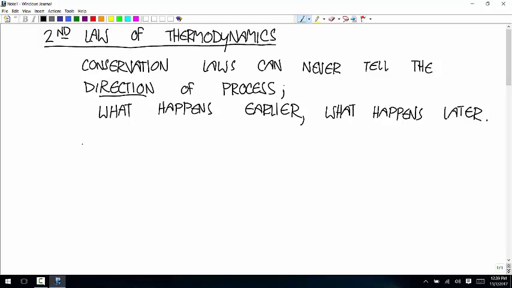So the second law is going to be the first way that we have to determine the direction that a process moves.